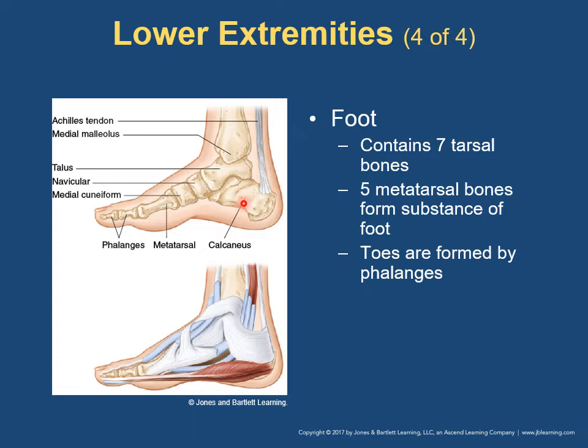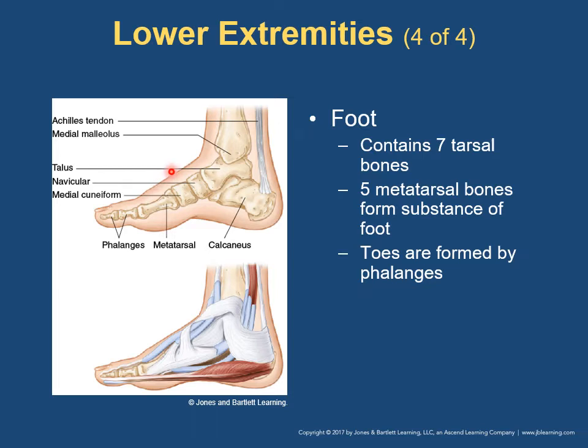The talus joins with the distal tibia and fibula to form the ankle joint. You have 5 metatarsal bones, and this is going to be the bones running along the length of your foot, just like in your hand. You have the plantar surface, which is the sole of your foot here, and then the dorsum is going to be the top of the foot here.